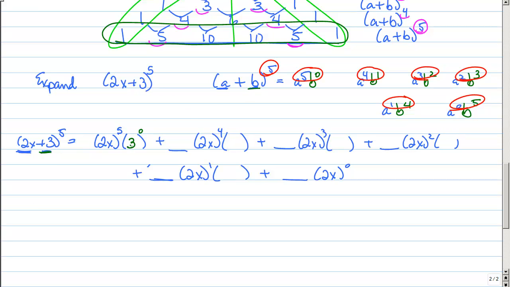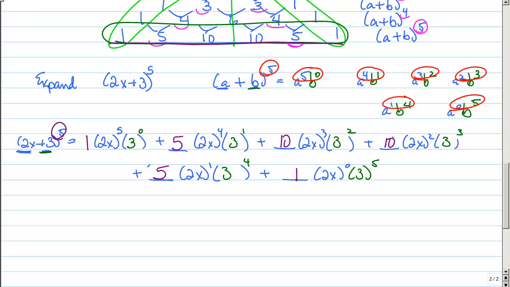So I have a 3 to the 0 power, first, second, third, fourth, and fifth. So that one ascends. Now the last thing we need to do are the coefficients. Well, from Pascal's triangle, I know it starts with a 1, it ends with a 1. Then because of the 5, the second and the next to the last are going to be 5. And then of course there's 10 and 10.